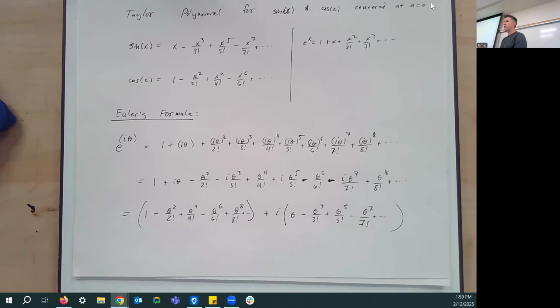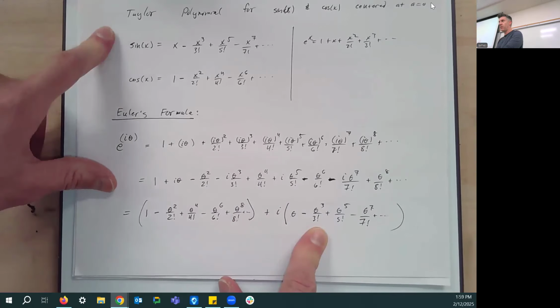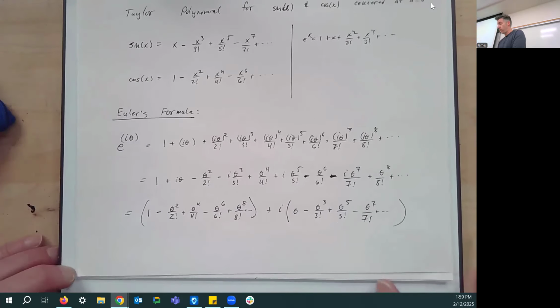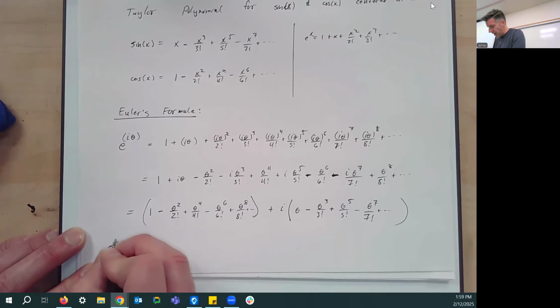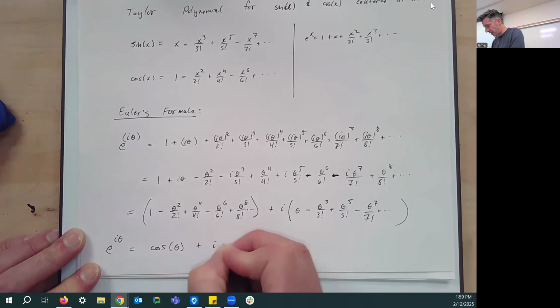Hey, look, those look super familiar. That looks exactly like cosine of theta. And that looks exactly like sine of theta. And it is really true, and this is what the formula says, that e to the i times theta is equal to cosine of theta plus i times sine of theta.